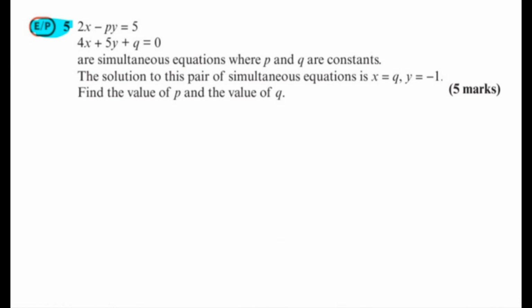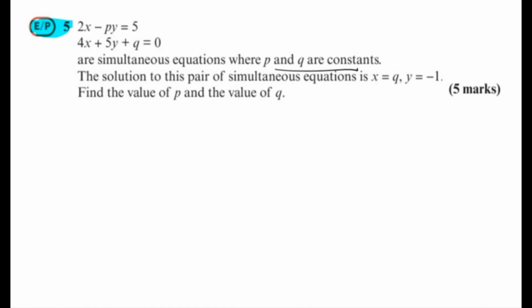Question number 5: 2x minus py is equal to 5 and 4x plus 5y plus q is equal to 0 are simultaneous equations where p and q are constants. The solution to this pair of simultaneous equations is x is equal to q and y is equal to minus 1. Find the value of p and the value of q.